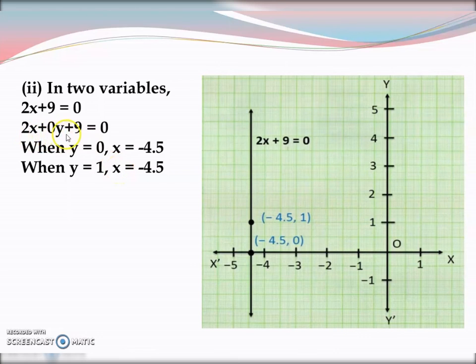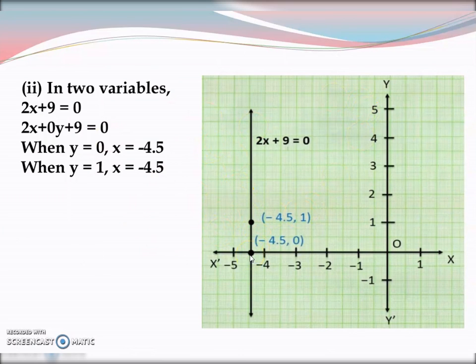Now if you want to represent it in two variable form, it will be written like this. 2x plus 0 into y plus 9 is equal to 0. So you will just put 0 as the coefficient of y and write it in two variable form. So again when you put any value of y, the value of x will be coming constant only as minus 4.5. So when y is 0, then also x is minus 4.5. When y is 1, then also x is minus 4.5. And any value of y you put, it will come as minus 4.5.